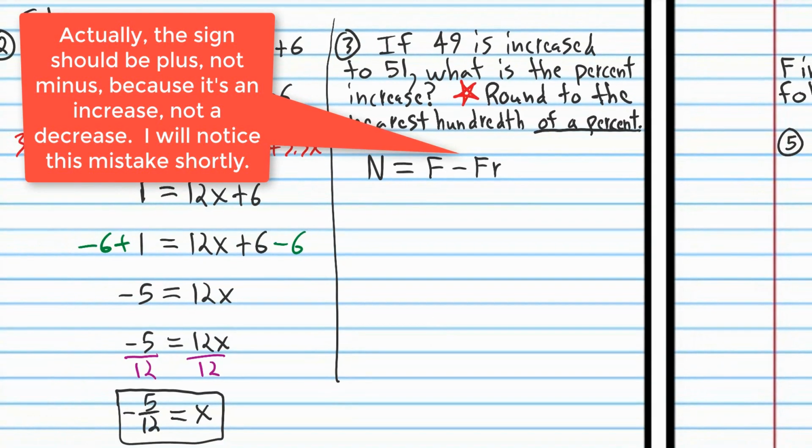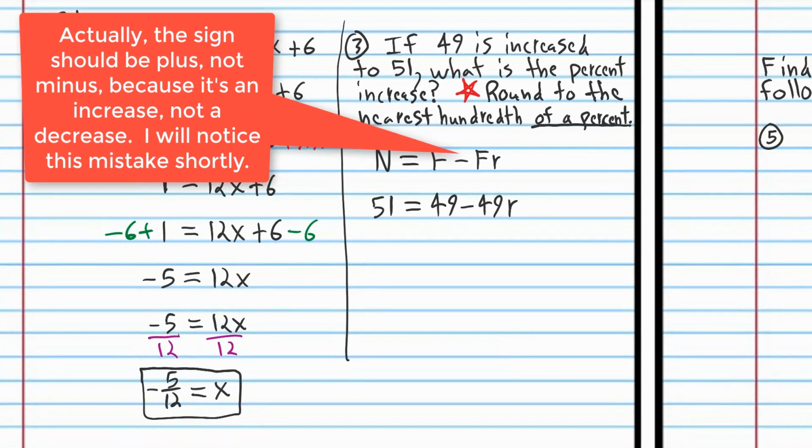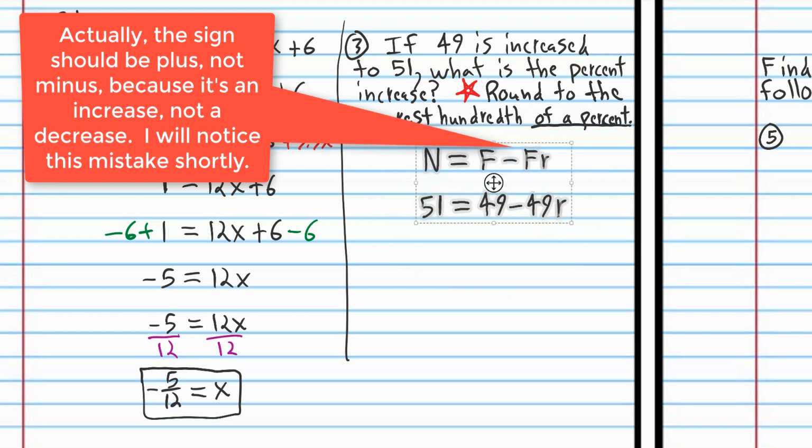Alright, so the new number is 51. That's the number after the increase. And the original number is 49. And we're looking for R, because once we find R, we can then change it back to a percent. And that's going to be the answer. So this is a two-step equation. So I'm going to need to move this over a little bit, so we have enough room to perform an operation on both sides of the equation.